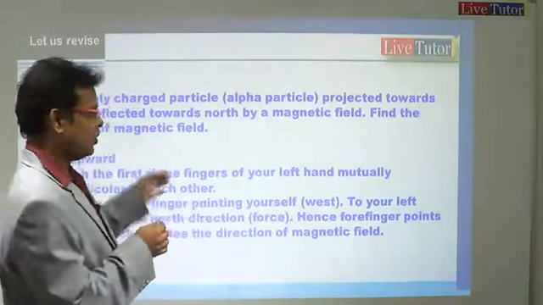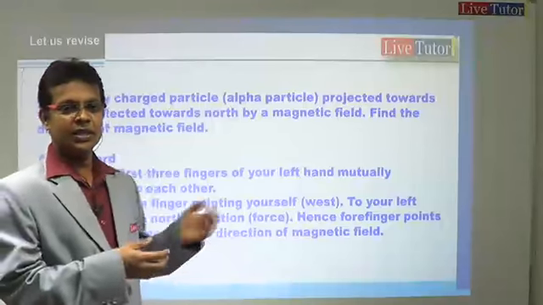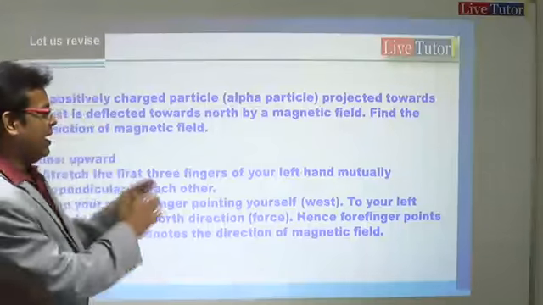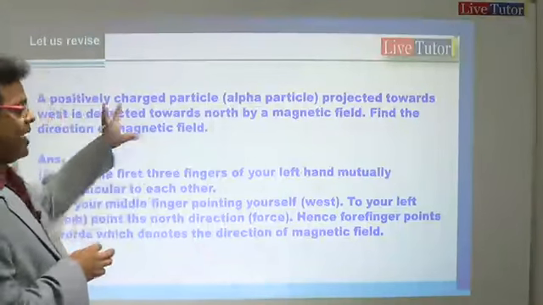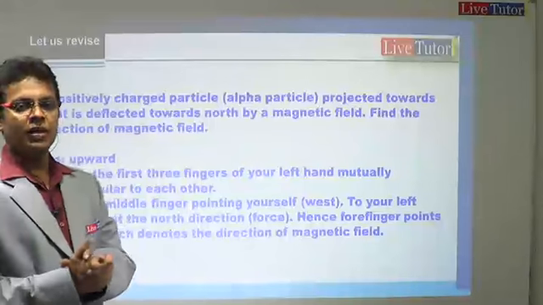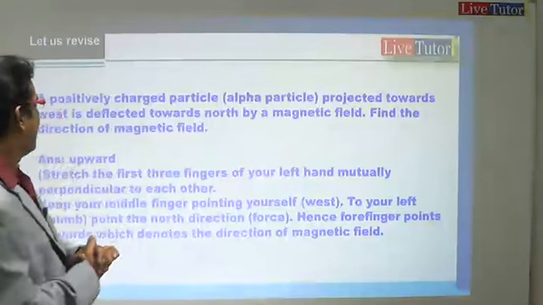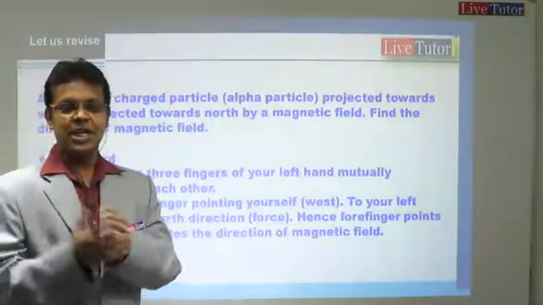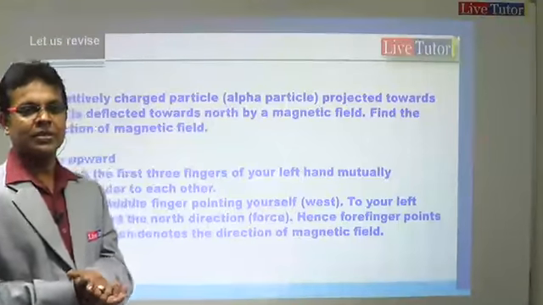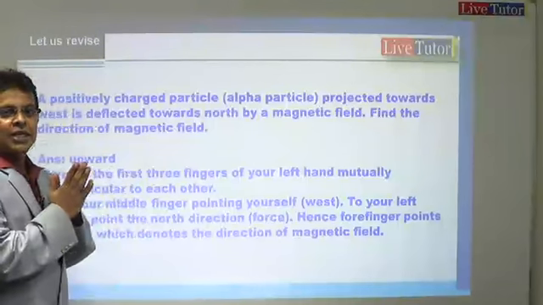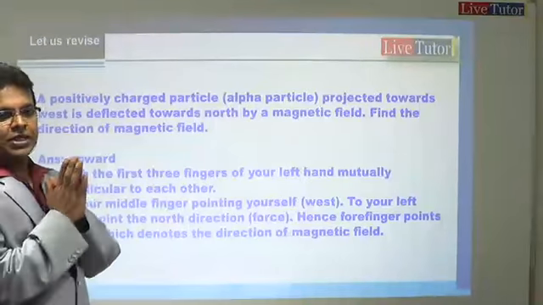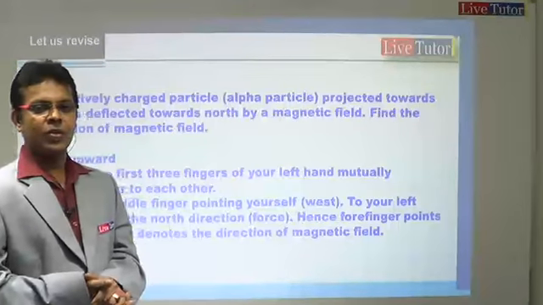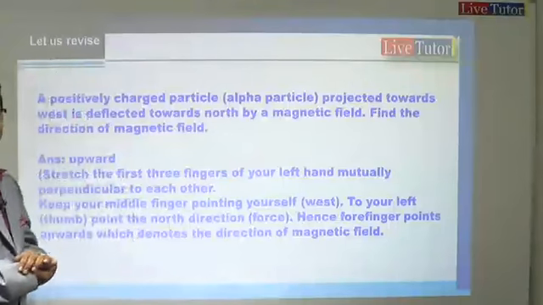Before that, just one more question which we have not discussed in the last class. Of course, this is also based on Fleming's left-hand rule. So many questions of this type are likely to appear in the board exam. Let us see this question. A positively charged particle, say an alpha particle, since positively charged means it cannot be an electron, is projected west and is deflected towards north by a magnetic field. Find the direction of the magnetic field.